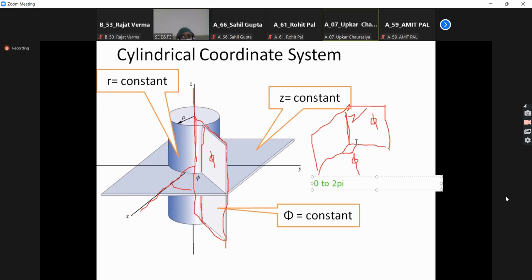Ma'am, will there be 2 planes or a single plane? 2 planes, I am talking about 2 planes.